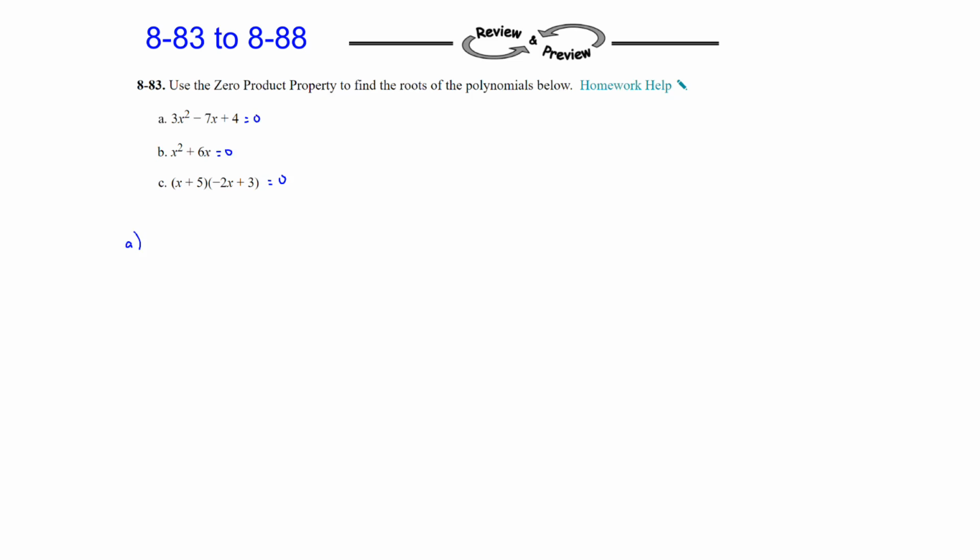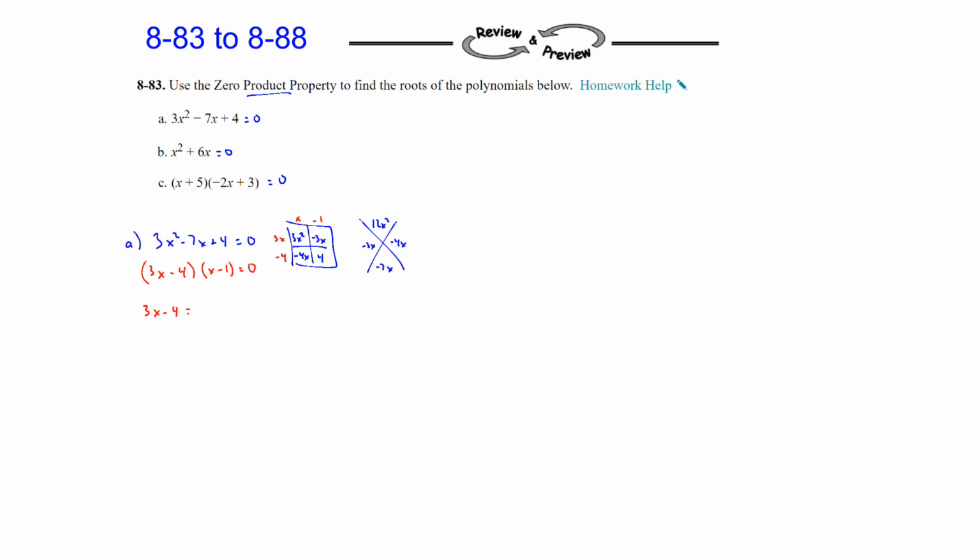So to use the zero product property, on part A, we need to factor it to get a product so that we can use the property accordingly. So let's take 3x squared minus 7x plus 4 is equal to 0 and factor it. Now that we have it factored, we can use the zero product property.